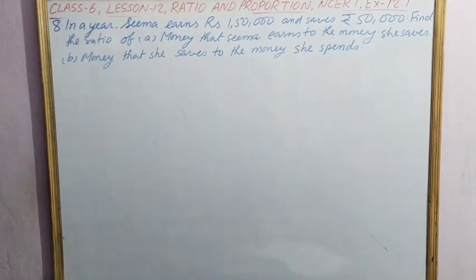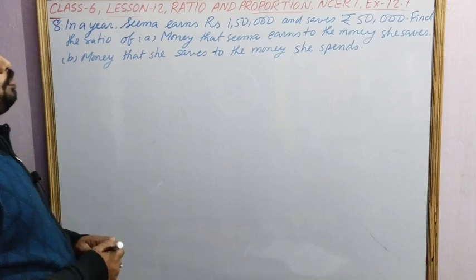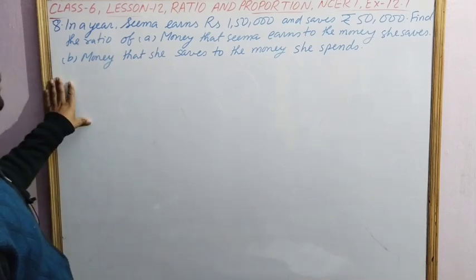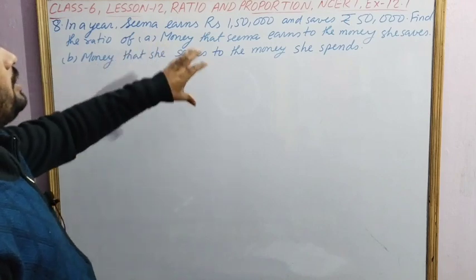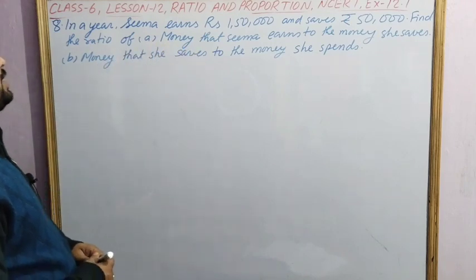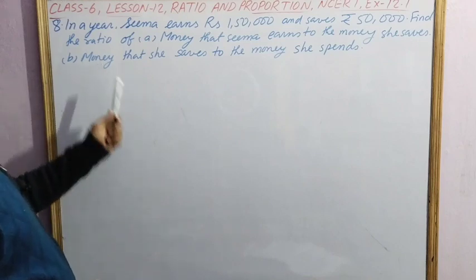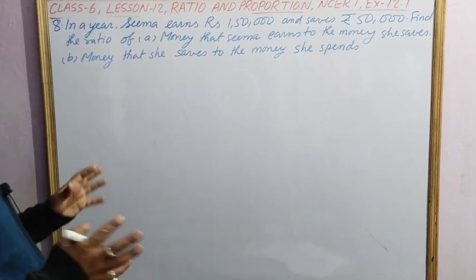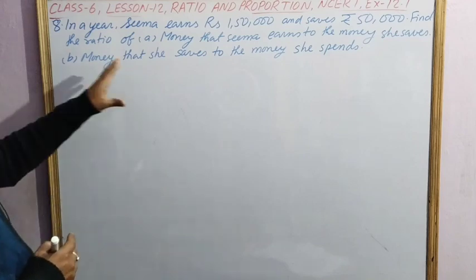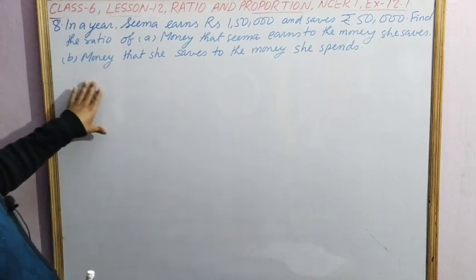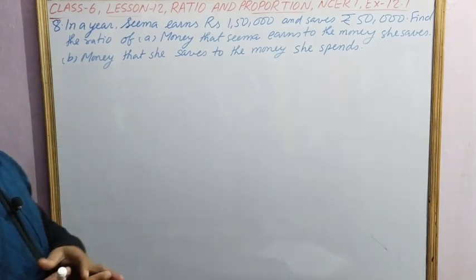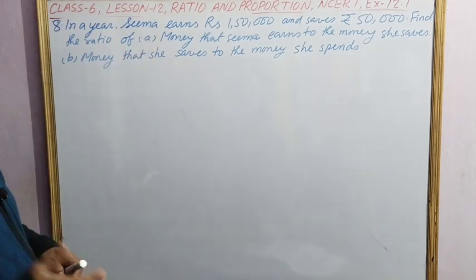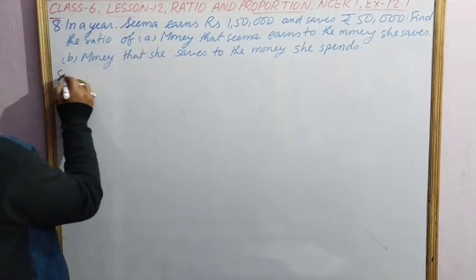In question number 8, it says that in a year, Seema earns rupees 1,50,000 and saves rupees 50,000. Find the ratio of, in A, the money Seema earns to the money she saves, and in B, the money Seema saves to the money she spends. Here we have to find two ratios. First is between earning and saving. Second is between saving and total money spent. Only earning and saving is given, money spent is not given. So first we will find that.